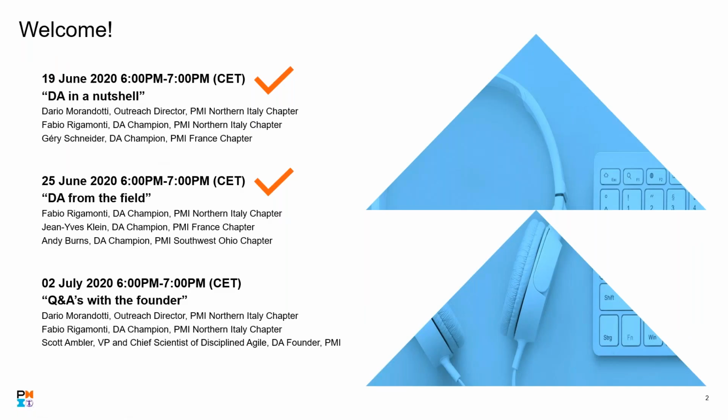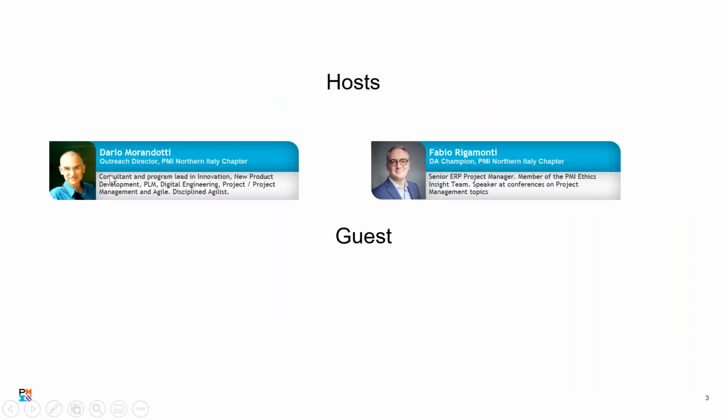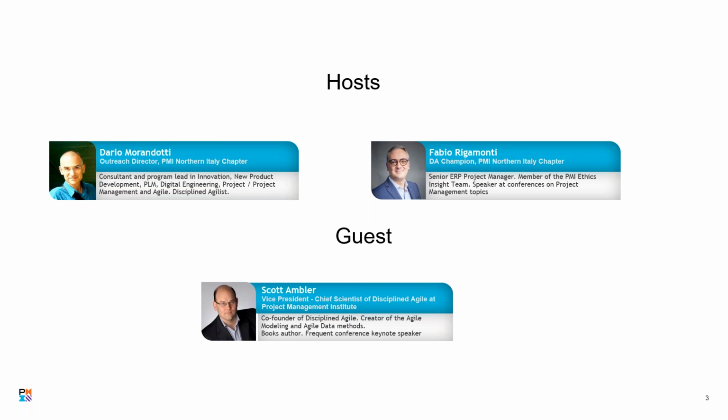So we had already 2 sessions. One was Disciplined Agile in a nutshell, and we already had Disciplined Agile from the field. Today, Dario Morandotti, Outreach Director for PMI Northern Italy chapter, and myself, Fabio Rigamonti, Disciplined Agile chapter champion for the same chapter, will be happily hosting our special guest, Scott Ambler. Scott is the Vice President and Chief Scientist of the Disciplined Agile at the Project Management Institute, co-founder of Disciplined Agile, creator of the Agile Modeling and Agile Data Methods, book author, and frequent conference keynote speaker.